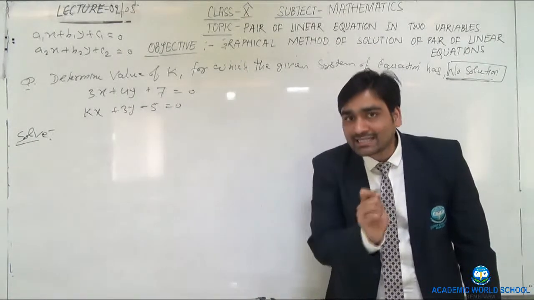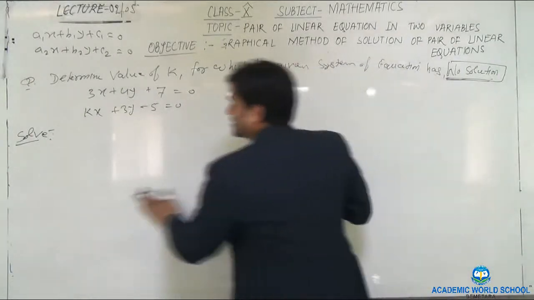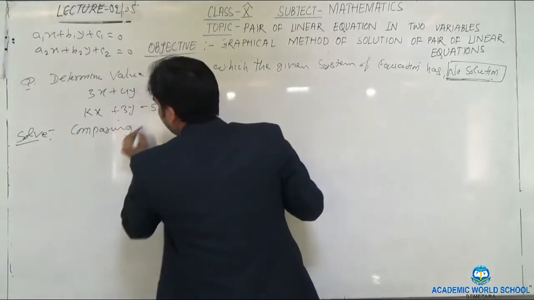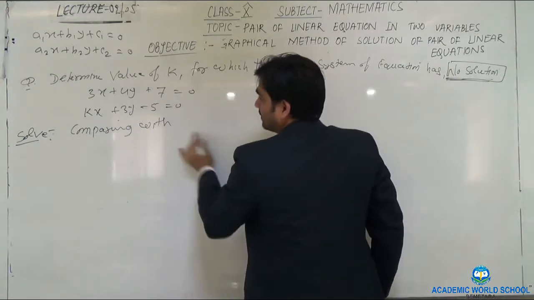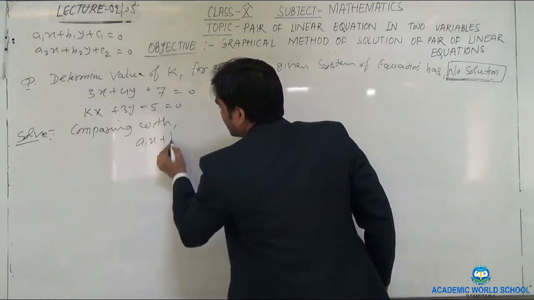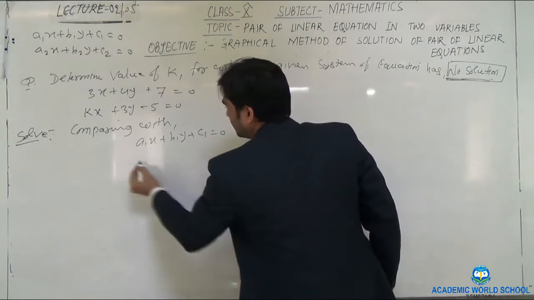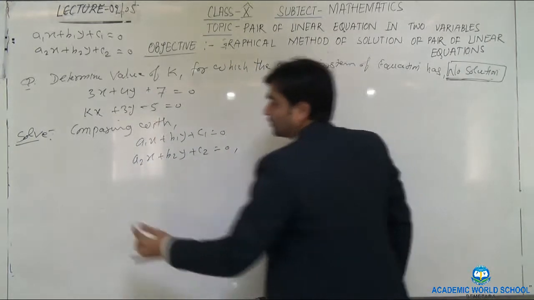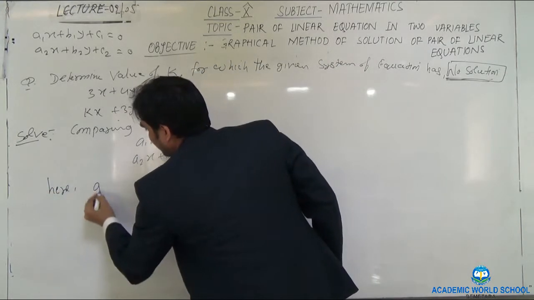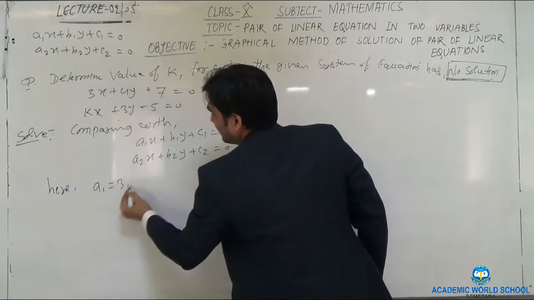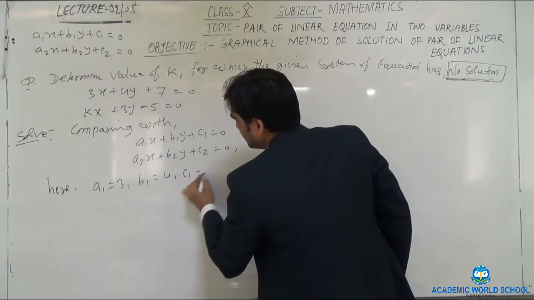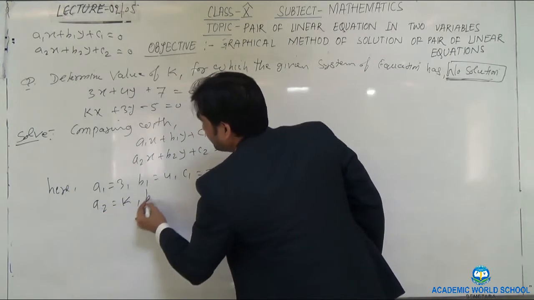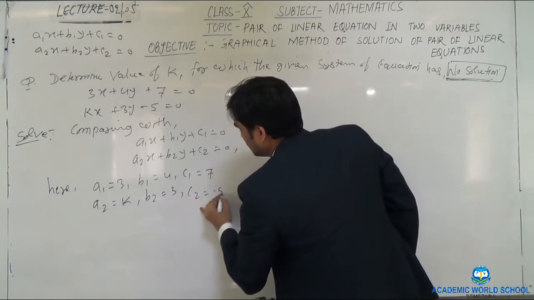And what is the condition for parallel lines? First write, comparing with a1x plus b1y plus c1 is equal to 0 and a2x plus b2y plus c2 is equal to 0. Here a1 is equal to 3, b1 is equal to 4, c1 is equal to minus 7. Then a2 is equal to k, b2 is equal to 3, and c2 is equal to minus 5.